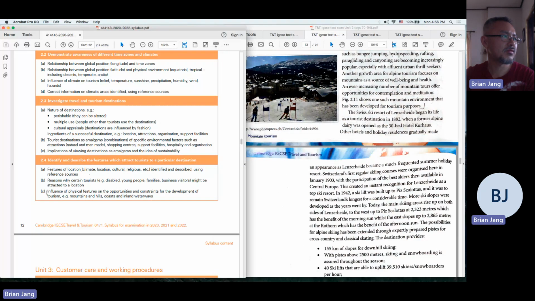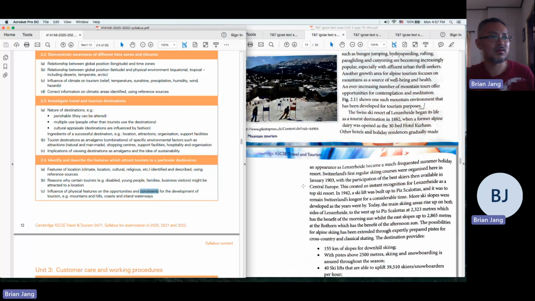Also, the last one, 2.4C, influence of physical features on the opportunities and constraints. All right, remember, opportunities are the things that make a destination. They highlight all the things that a destination has to build tourism development there. So if it has natural beauty, then definitely there's opportunity for tourism because there are things to see in the environment and nature of what they have. Built attractions as well. Do they have built attractions there? Then obviously that's also something that tourists would like to come and see, and it can be further developed. Is there potential for that? Those are opportunities. Constraints are the things that limit tourism development.